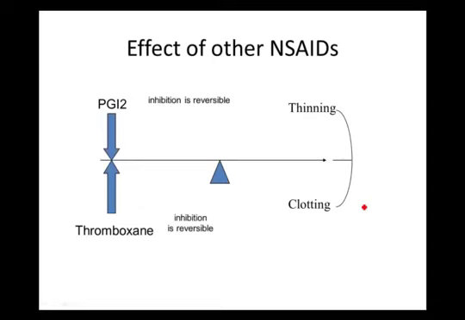But that is irreversible. I'm sorry, inhibition is reversible. So the drug is stopped, prostaglandin I2 and thromboxane are still made, and there's no change, right? And we see this, right? Patients that are maintained on ibuprofen or other NSAIDs, they're not known to have too thin or too thick blood, right? Because there's equal reversible inhibition of thromboxane and PGI2.